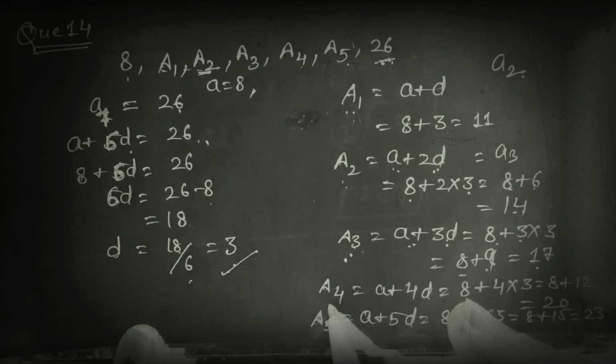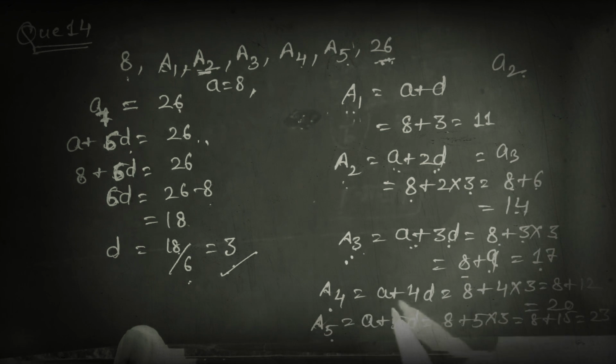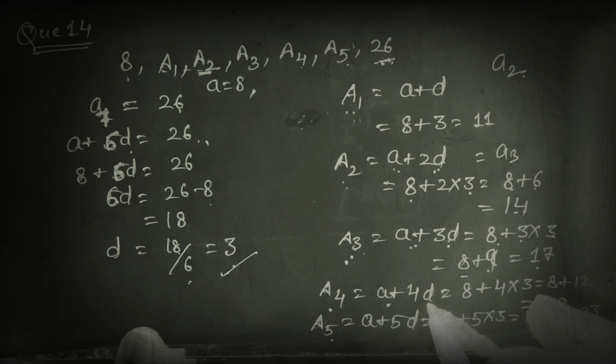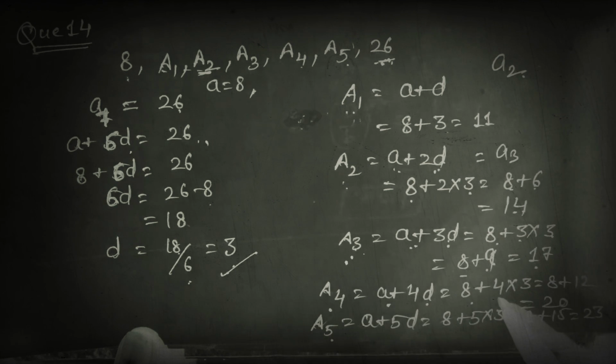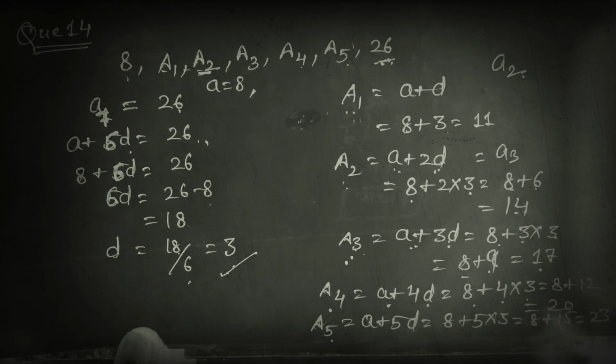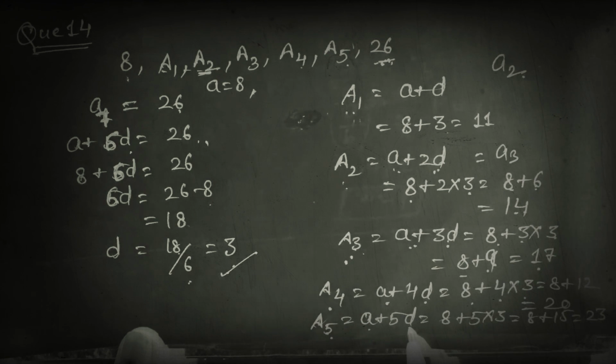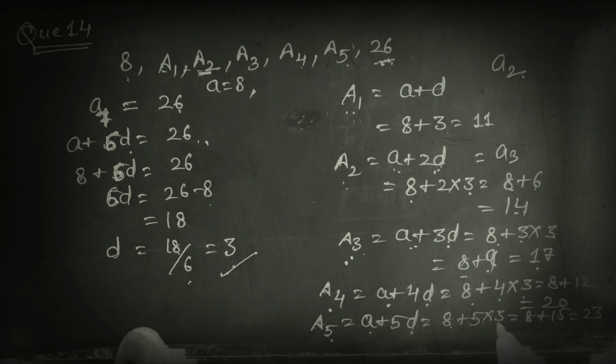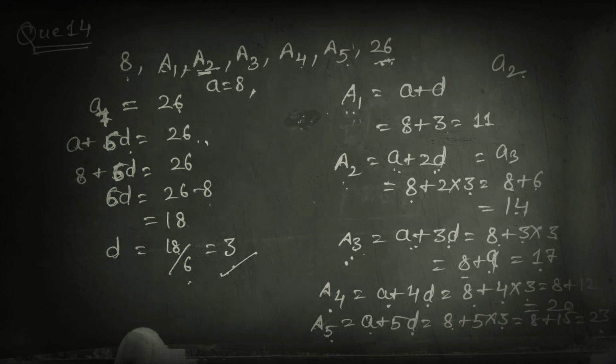Now we will find A4. A4 is the fourth arithmetic mean, A plus 4D. So it is 8 plus 4 into 3, it is 20. Same we will find A5. A5 is A plus 5D. We will put A and D value and find out answer. So 5 arithmetic means are 11, 14, 17, 20 and 23. Now come to next question.